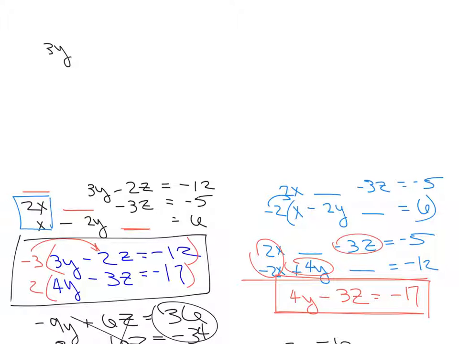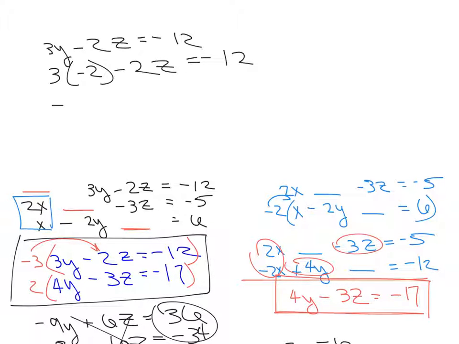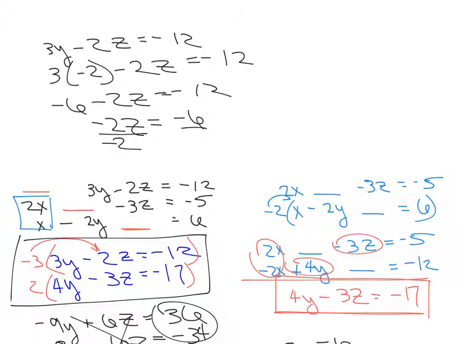So I have 3y minus 2z equals negative 12. And I'm going to put a negative 2 in there. Okay. And I have negative 6 minus 2z equals negative 12. Negative 2z equals negative 6. Divide by negative 2, divide by negative 2, and I get z equals 3. And there's my x, y, and z. And that's it for lesson 106.